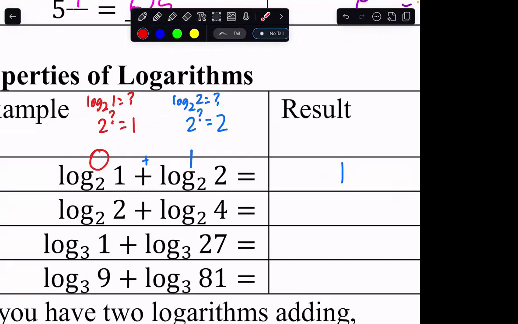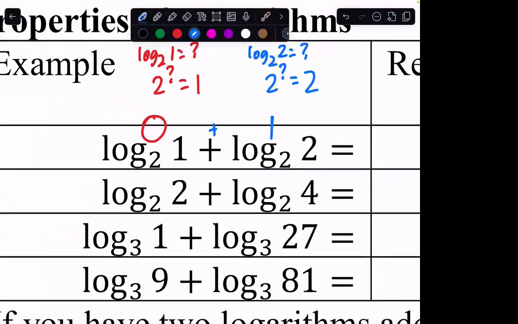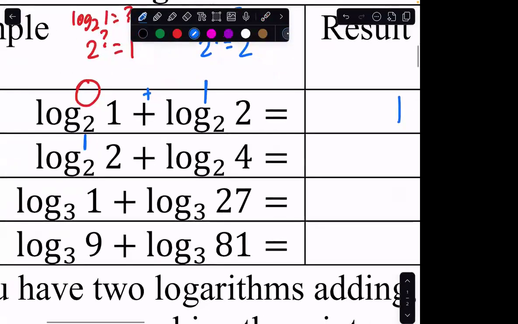Okay, so let's see what they all should have become. Over here, log base 2 of 2 is asking 2 to what exponent equals 2. So it's 2 to the power of 1. Then log base 2 of 4, 2 to what exponent equals 4, 2 to the power of 2. So 1 plus 2 is 3.